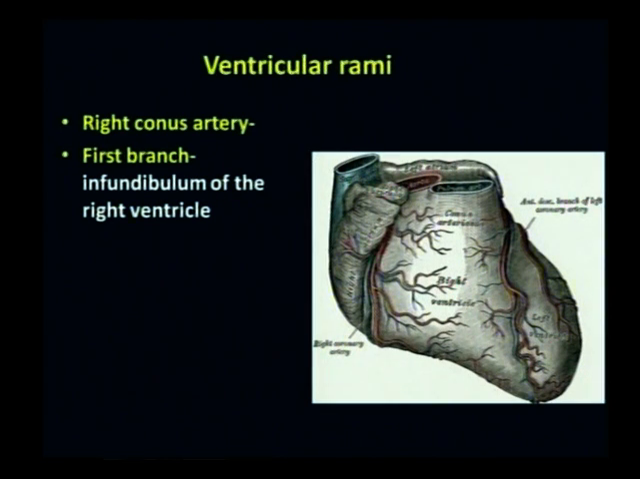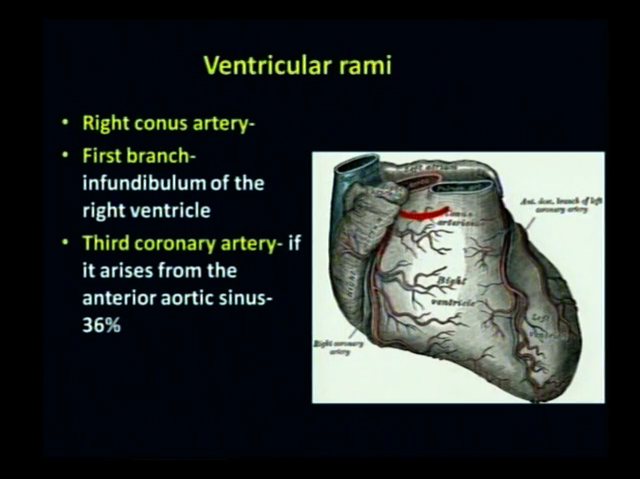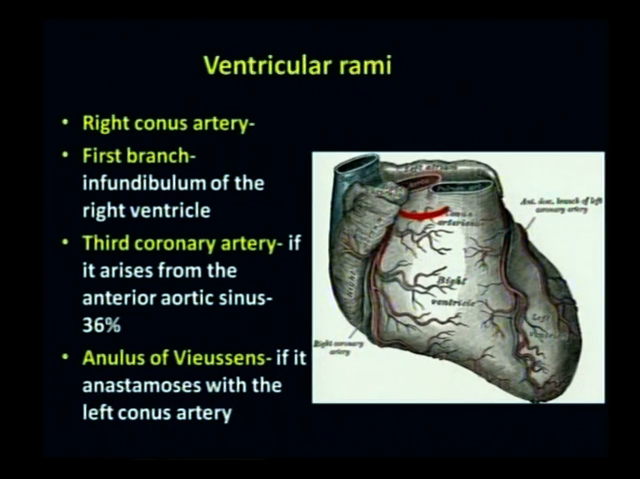The ventricular branches are many. The first branch is the right conus artery. The right conus artery supplies the infundibulum of the right ventricle. This right conus artery may be called the third coronary artery if it arises from the anterior aortic sinus, and this is possible in 36% of specimens. And if this right conus artery anastomoses with the left conus artery, this anastomotic chain will be called the annulus of Vieussens.